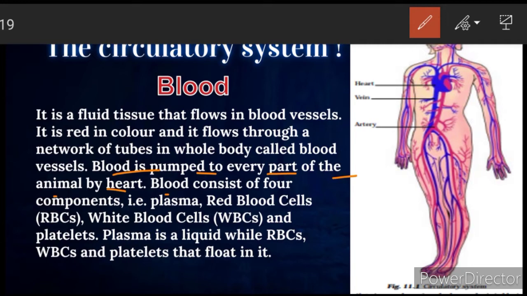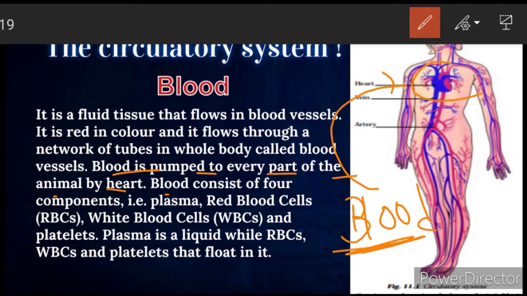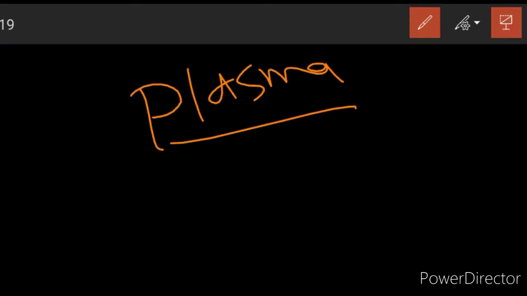Key point here: blood is pumped to every part of the body through the help of the heart only. Now people, moving on, blood consists of 4 components: plasma, red blood cells, white blood cells and platelets. Now what is plasma? Plasma is inside your blood, that is the fluid portion of your blood.